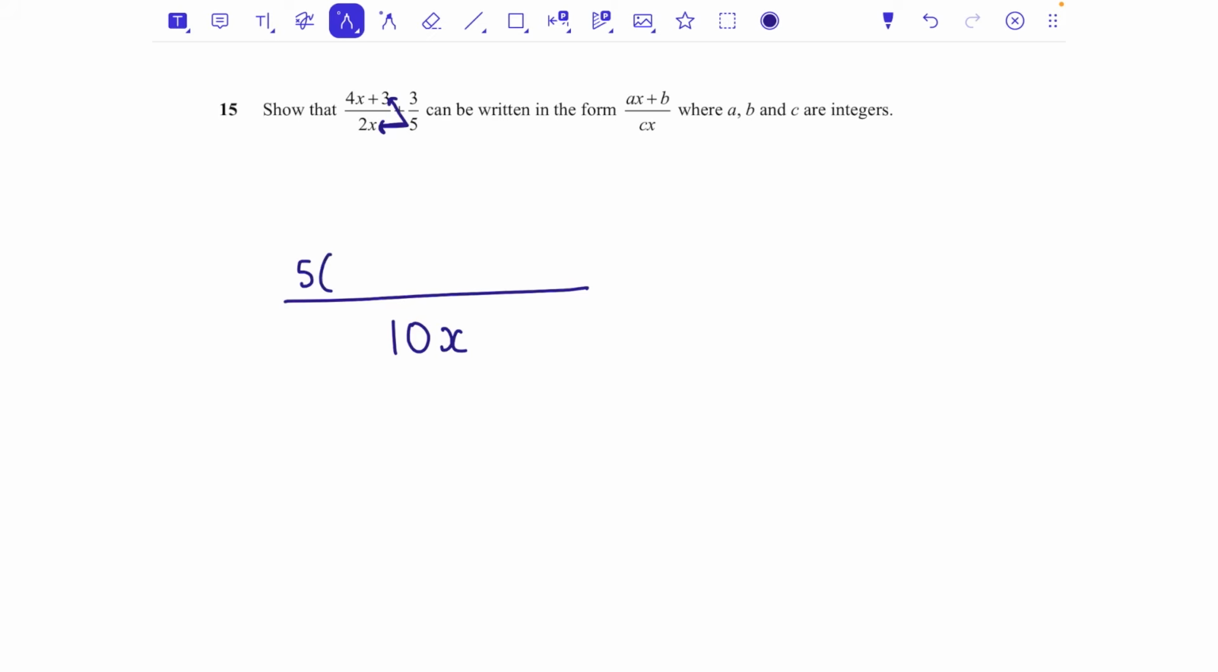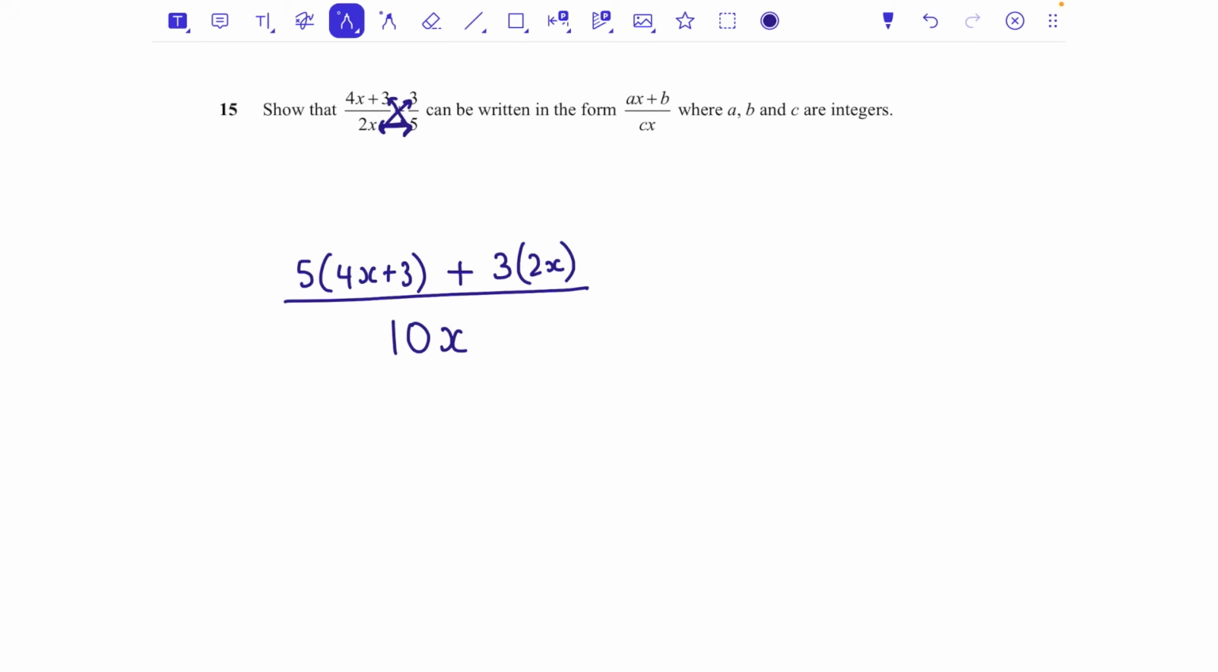So that's 5 lots of 4x add 3. Add, and then for this second fraction, I've times this by 2x. So I also need to times the top by 2x. And that's going to be 3 lots of 2x, or you can just write 6x there, that's absolutely fine.